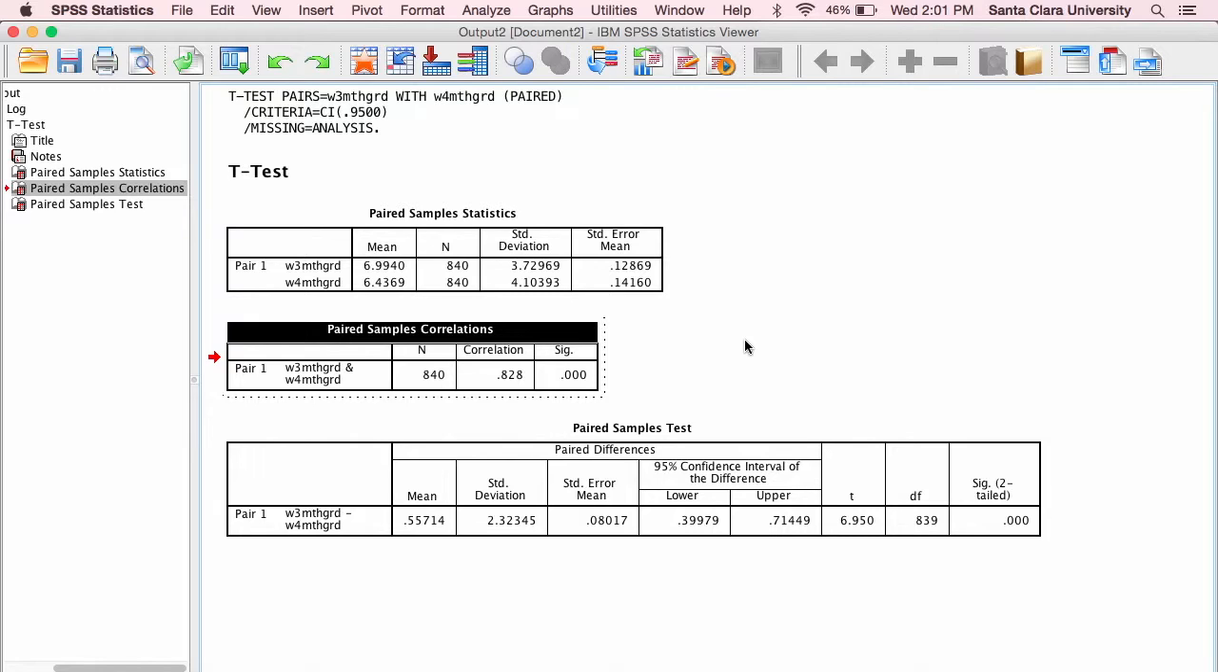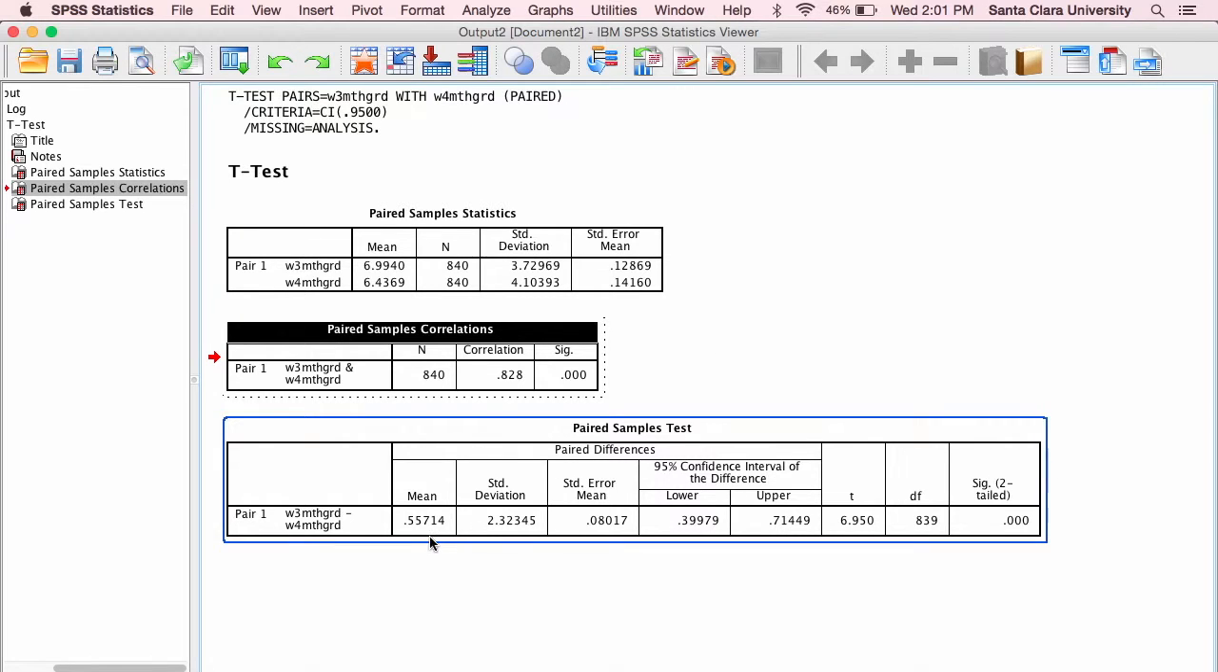I mean, if you know what math grade they got in the fall, you have a pretty good idea of what they got in the spring. Their grades stayed fairly similar. But we did see a change in the mean, so let's see if that difference is statistically significant.